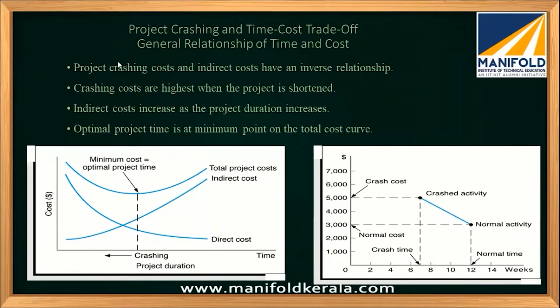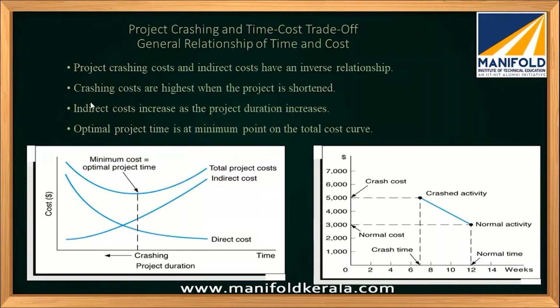So if you do crashing, the indirect cost is going to increase. Indirect cost and project duration: the indirect cost is going to decrease with duration. You can see from the graph, but the direct cost is going to increase. So we are interested in the total cost, right? There can be a point which is known as the optimum point, for which the cost will be minimum, and the time for which that cost is minimum is known as the optimum time or the optimum point on the cost curve.